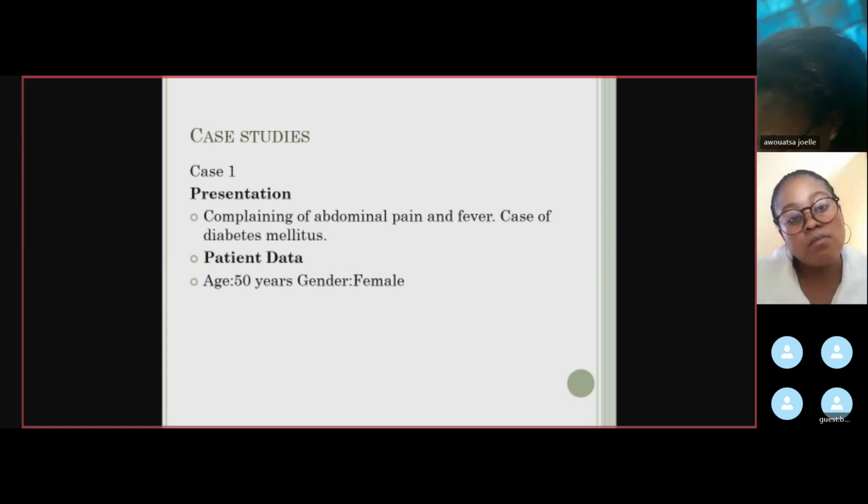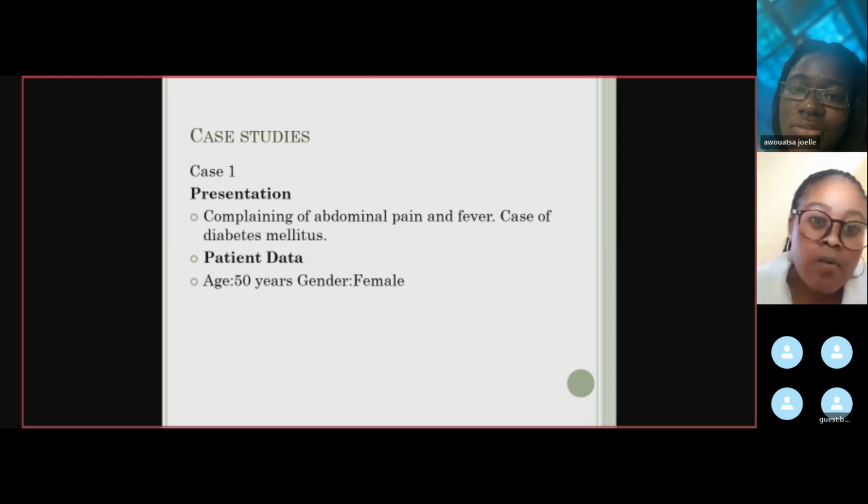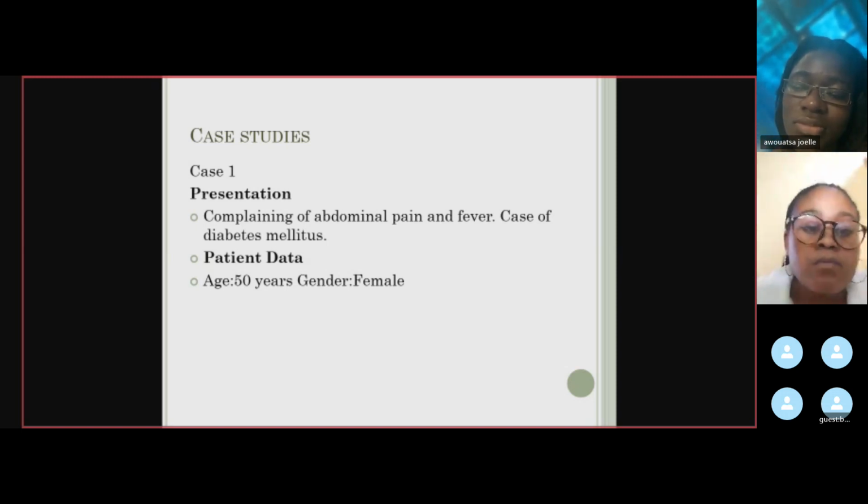What is diabetes mellitus? Do you all know pathologies? Or should I- High blood sugar level. Yes, okay. So the patient has diabetes mellitus. She has abdominal pain and fever. So she has been advised to do an abdominal scan, abdominal ultrasound scan.